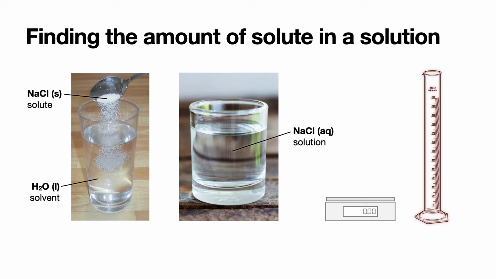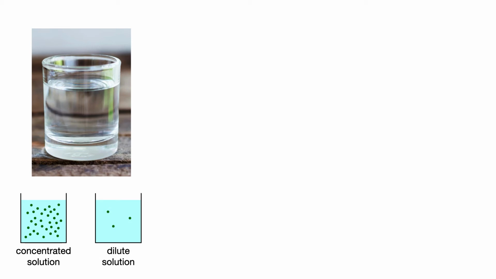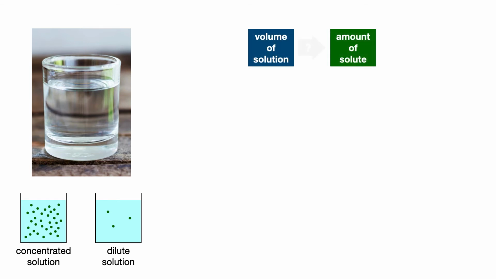So if we wanted to find the amount of sodium chloride that is dissolved in a solution, we would like to have some way of relating the volume of the solution with the amount of solute that's dissolved in it. Now, we can describe this qualitatively. For example, if there is a lot of solute dissolved in a solution, we could describe the solution as being concentrated. If there's a relatively small amount of solute dissolved in a solution, we could say that it's dilute. And what we want is a way to put a number on this concentration. We want a way that we can numerically relate the volume of the solution with the amount of solute. So some way of going from one to the other.